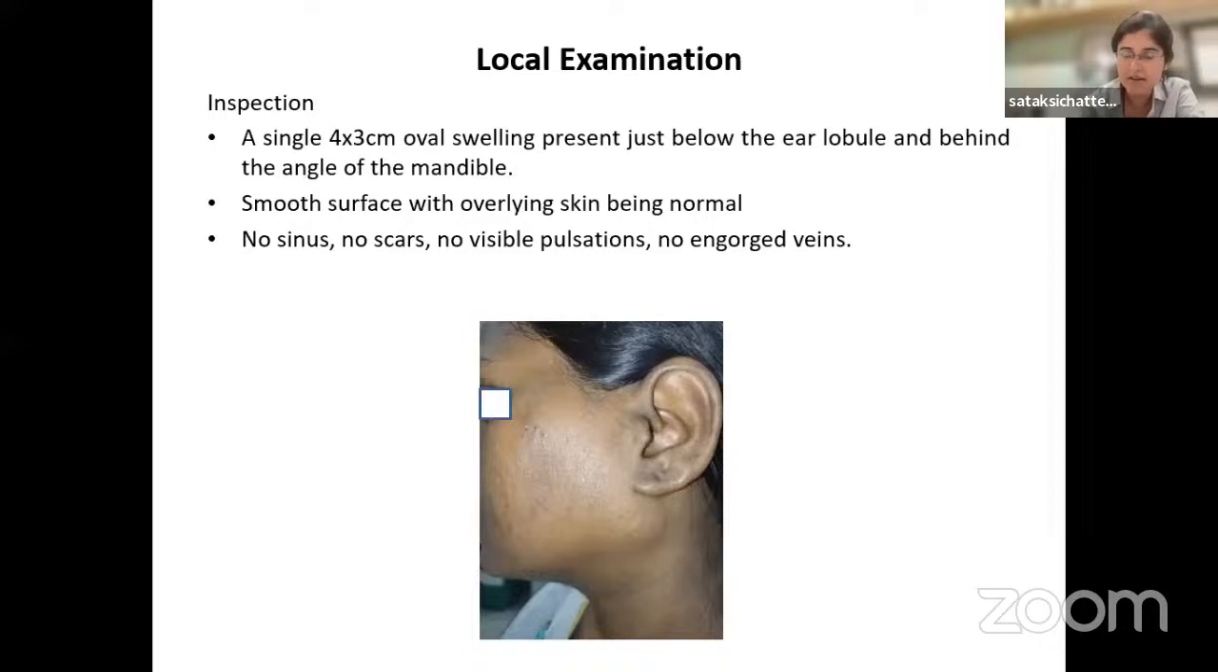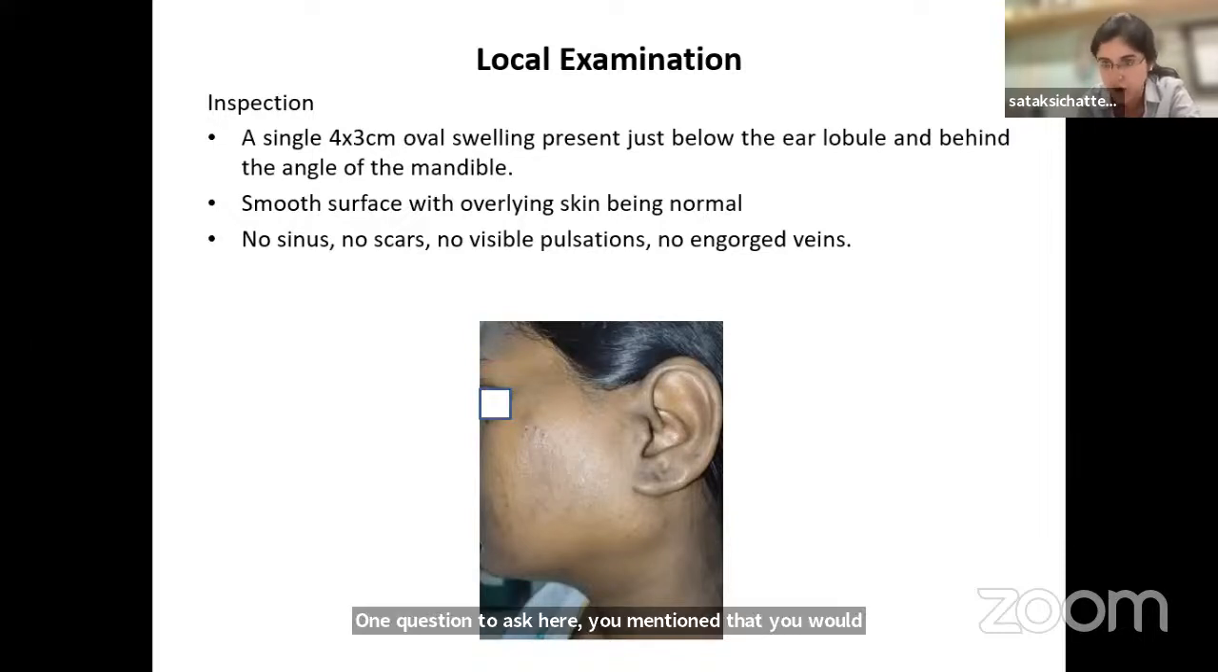I'll partially agree to that, what he's saying. T2 won't be too bright in a malignant lesion. One question to ask here: you mentioned that you would like to establish this with an FNAC after the imaging of choice, which you are trying to establish as an MRI. So the FNAC, when you do, will you do it blind, in the sense non-guided, or will you go back to a USG guided FNAC?